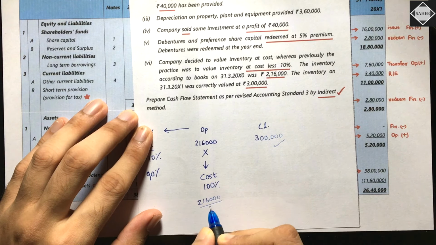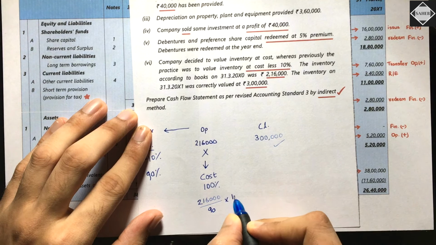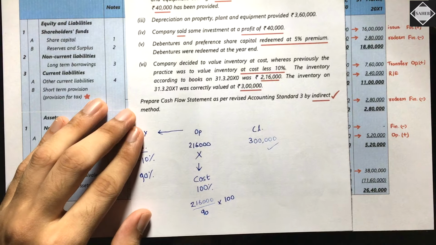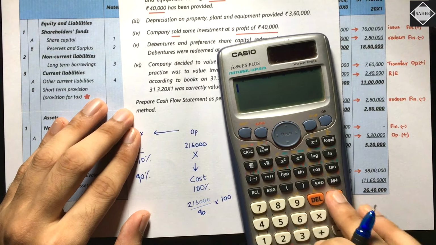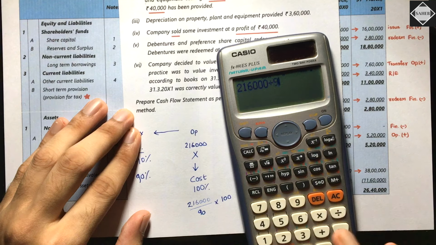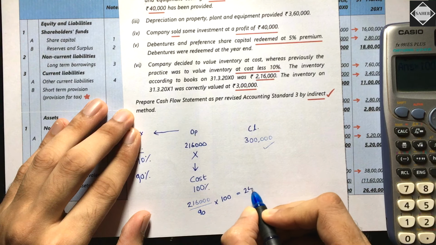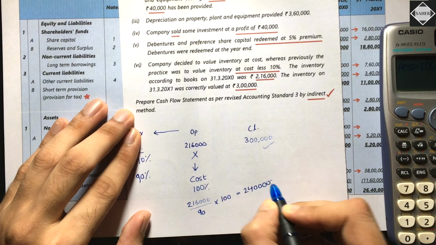2,16,000 divided by what? Divide by 90 we will do, isn't it? Because it is at 90, no? So into 90 we'll do, and we will multiply by 100. We will get what? See here, 2,16,000 divided by 90 into 100, we will get 2,40,000. So 2,40,000 will be the correct value of the opening inventory.